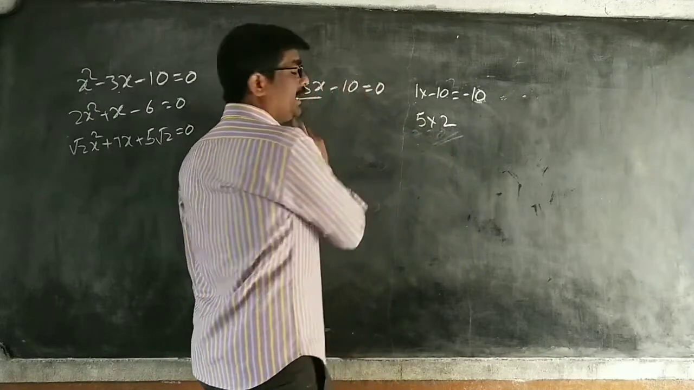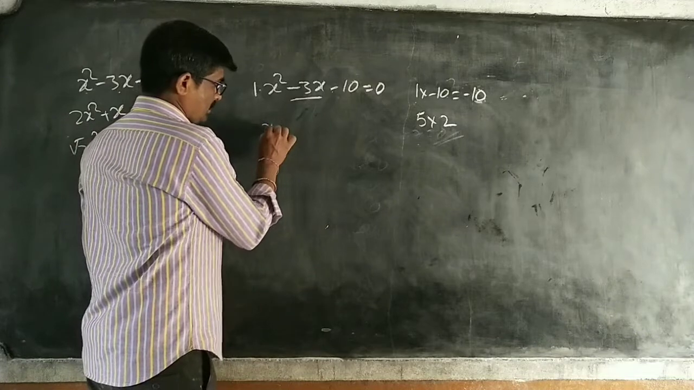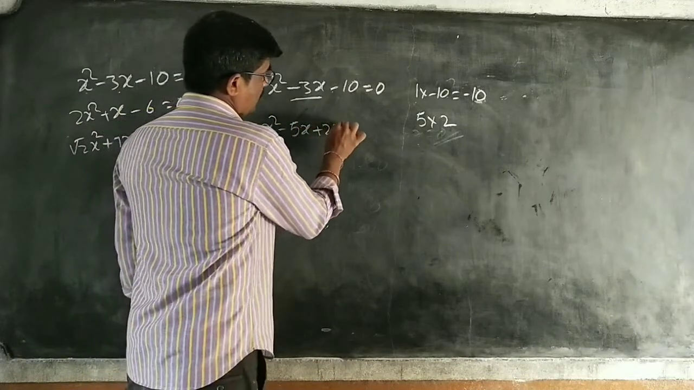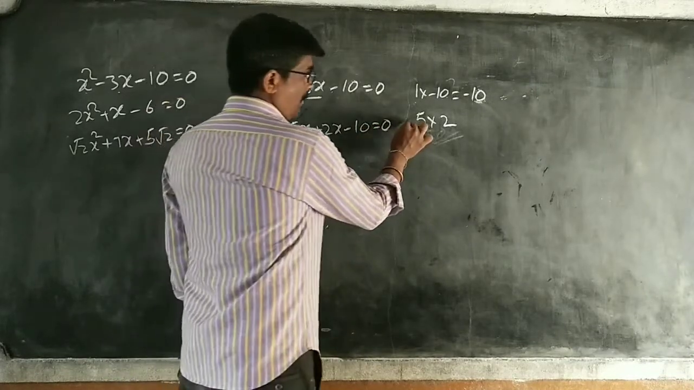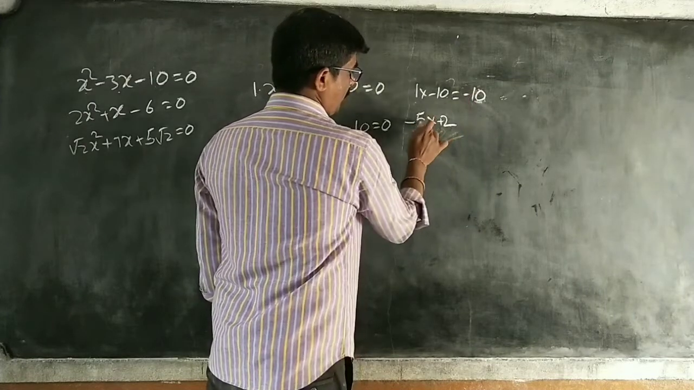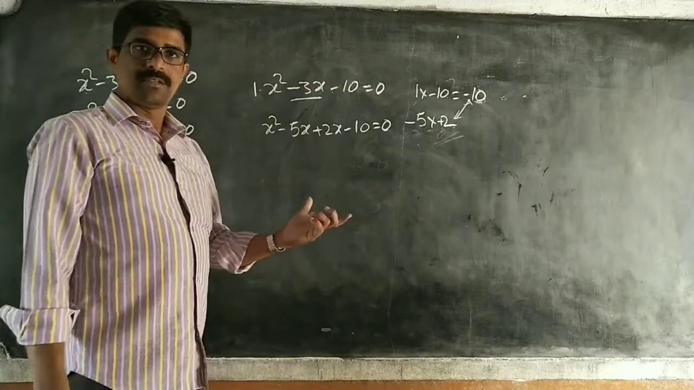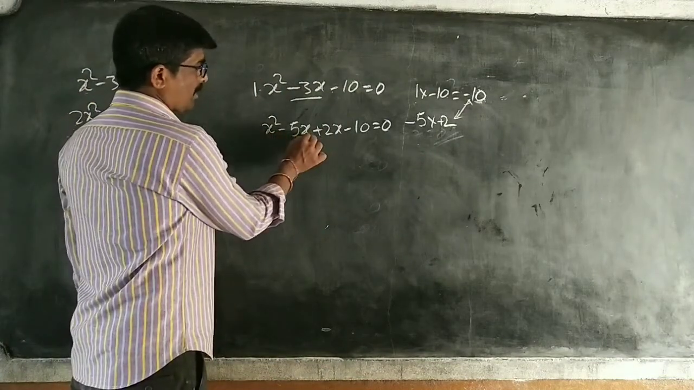So if we need minus 3, that's why I am writing x square minus 5x plus 2x minus 10 is equal to 0. That means minus 5 into plus 2, minus into plus, minus 10. So both are equal. Satisfied. Next, here, x is the common term.